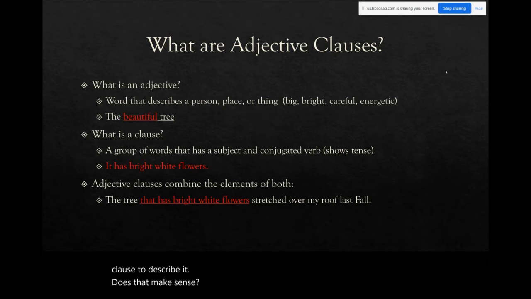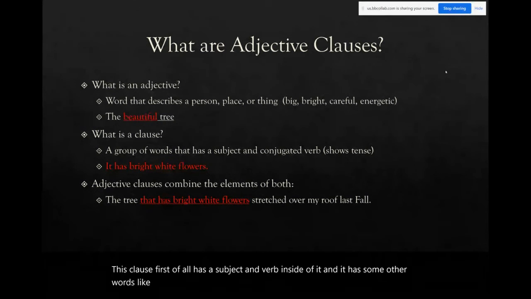Okay, good. And I know you have these in Spanish. It's just, of course, a different translation. A lot of languages have these clauses. Okay, we use them a lot. So here's what I want us to look at first. This clause, first of all, has a subject and verb inside of it, and it has some other words like bright, white, and flowers. Okay, but all of that together is one adjective clause.